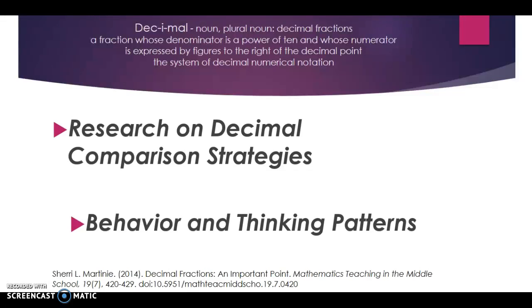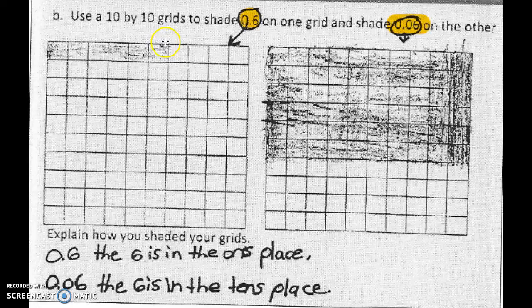Now we will be looking at the students' behavior and thinking patterns. This student recorded 6/10ths as actually being 6/1s or a unit. And then they recorded 6/100ths as being 6/10 rods. And they justify this by explaining that the 6 is in the ones place for 6/10ths, and for 6/100ths the 6 is in the tens place.